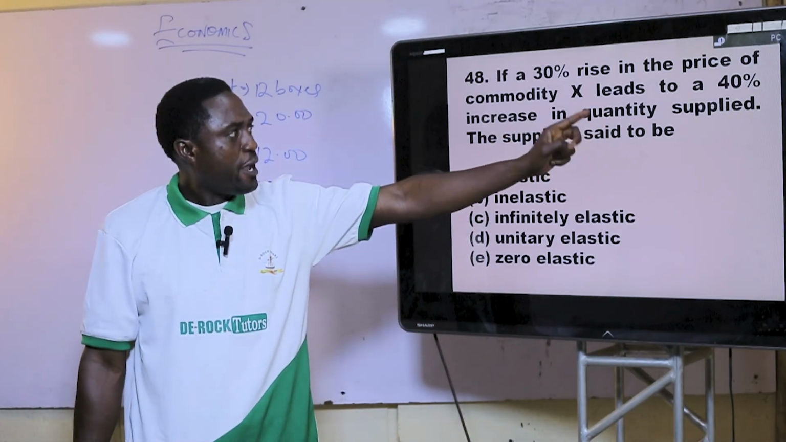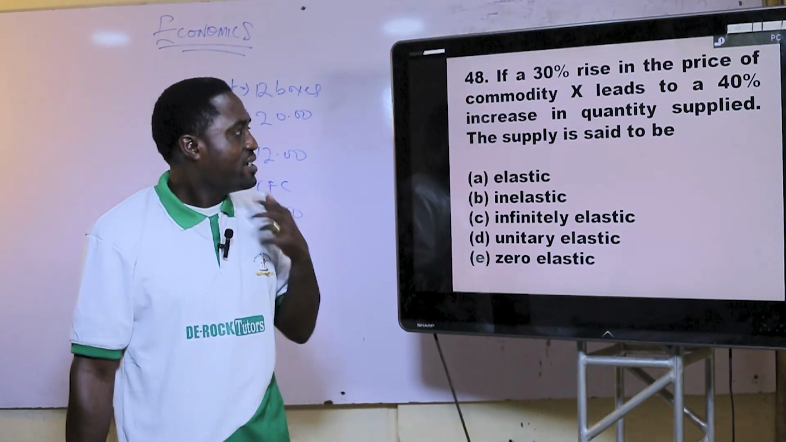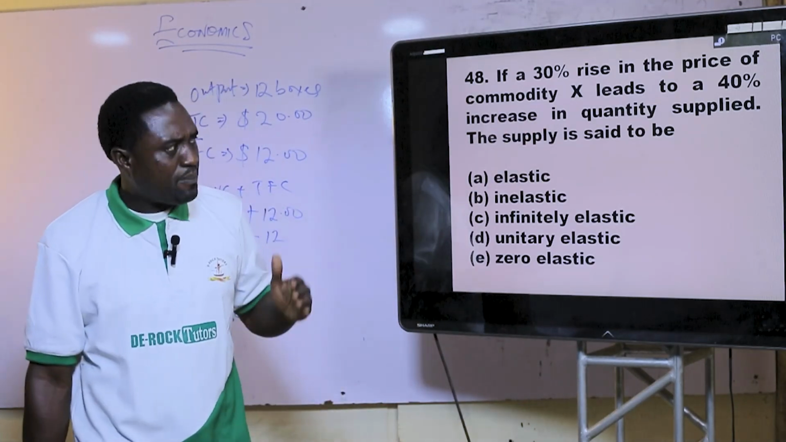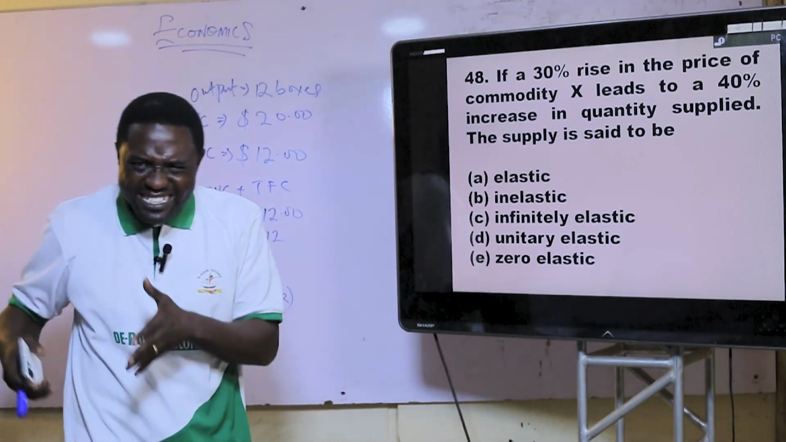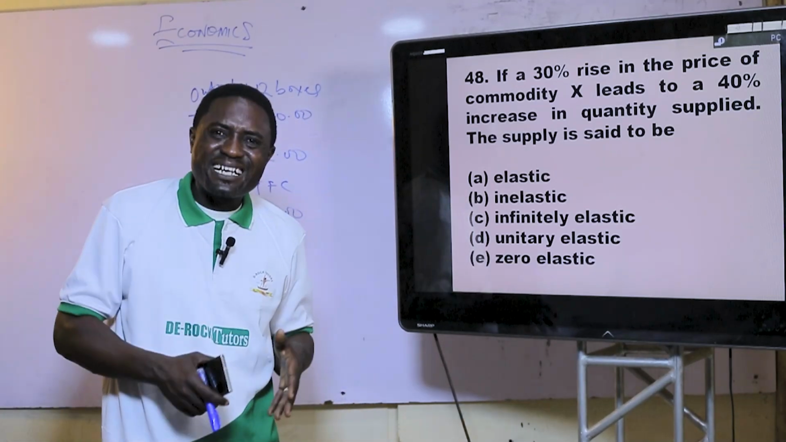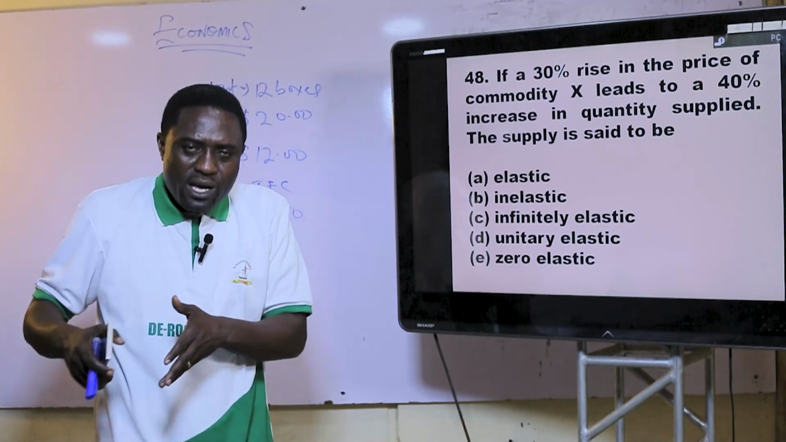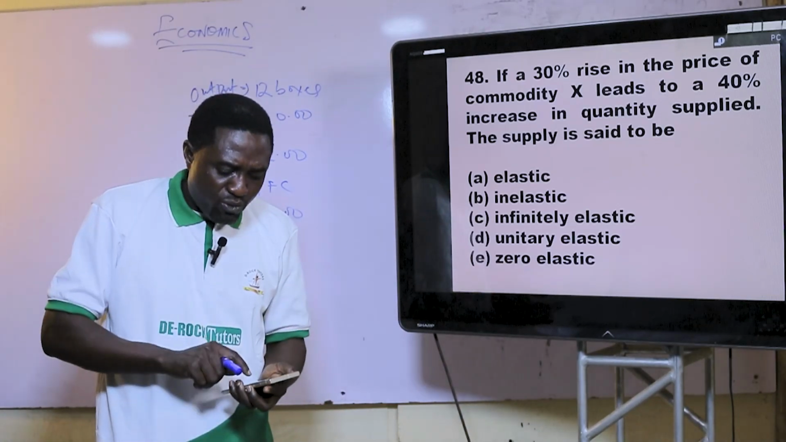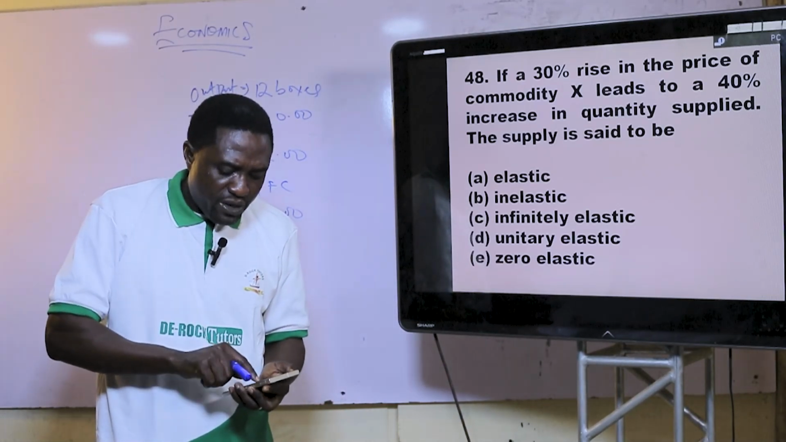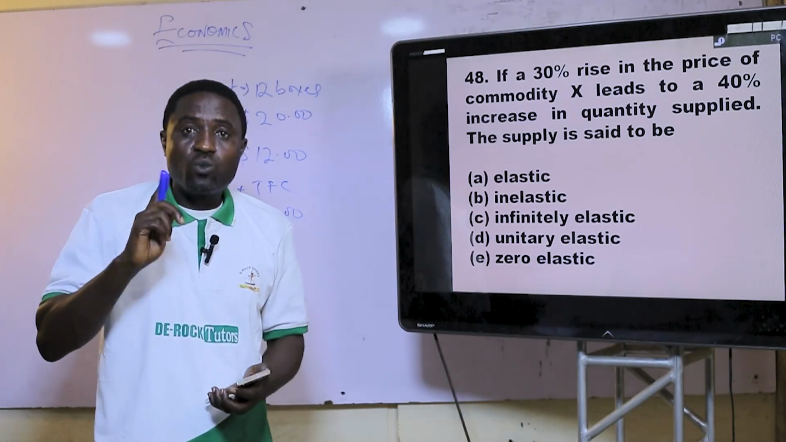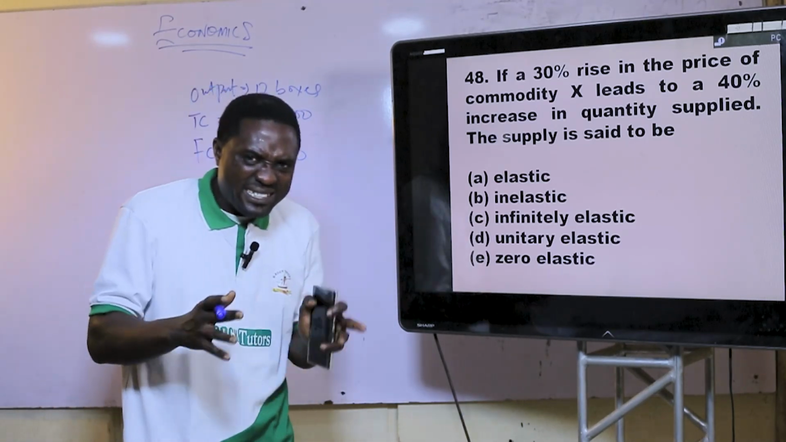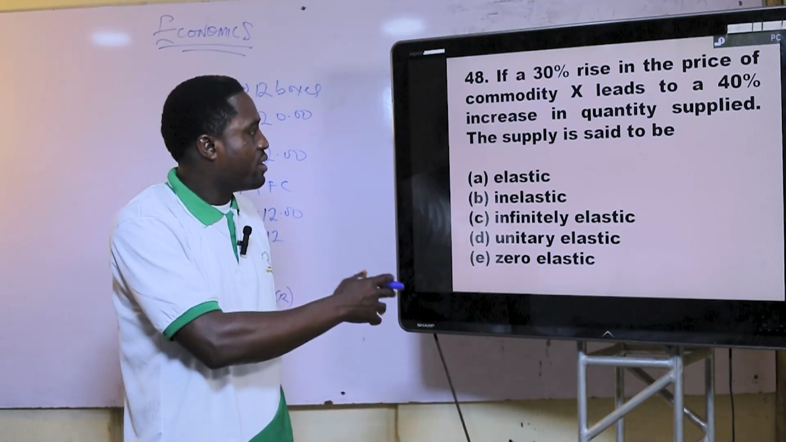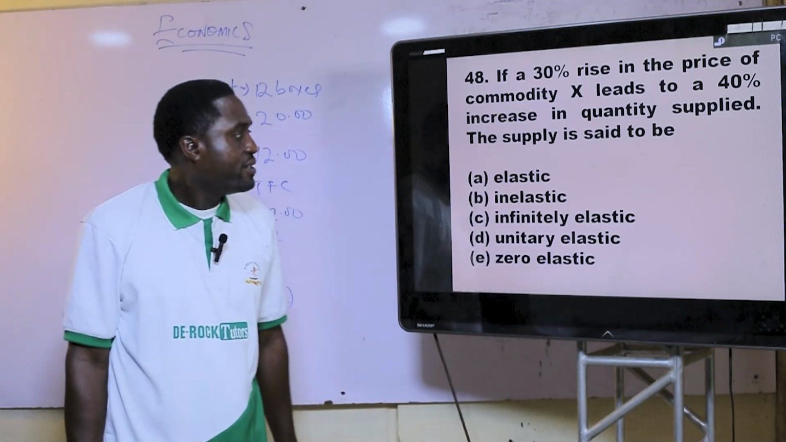You can see that the impact is even higher than the price change. So we can know naturally that it is elastic because the percentage change in quantity supplied is greater than the percentage change in price. And by calculation, we got 1.33. Whatever is more than 1 under the nature of elasticity, you know that it is elastic supply. So A is the perfect answer.